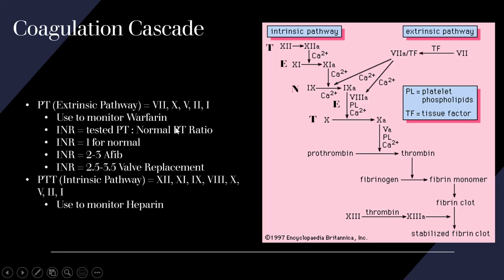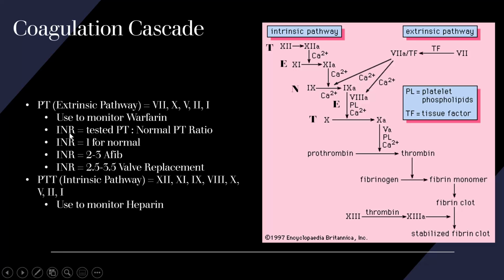PT in practice is used to monitor warfarin. Why is that? Think about that for a second. Why do you use the PT? Well, because warfarin inhibits, among other factors, it inhibits 7. So with PT, we hit 7 here. It gives us an idea of how our warfarin is working.